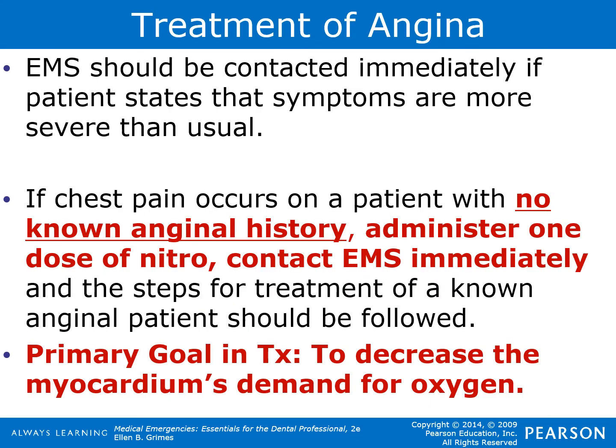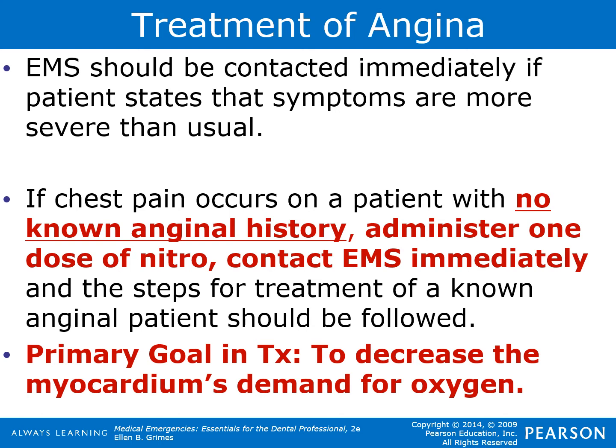So the EMS should be contacted immediately if the patient states that the symptoms are more severe than usual. If the chest pain occurs on a patient and they have no known anginal history, then you're going to administer 1 dose of nitro and contact EMS immediately. Someone with a history of angina has a pattern there, and they seem to come out of it. And so you may want to contact EMS, but first you try these doses of nitro.